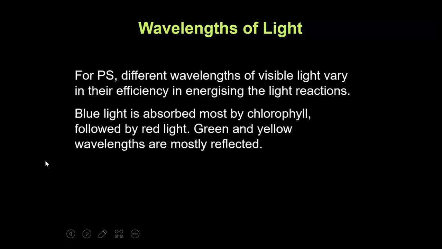Blue light gets absorbed by chlorophyll. That's the green pigment that's making photosynthesis happen. And then red light is the next most efficient. Green light is reflected and yellow light is only absorbed a tiny little bit. And that's the reason that plants look green, because white light comes in from the sun, the blue light gets absorbed, the red light gets absorbed, a bit of the yellow gets absorbed, but the green is reflected. It's not absorbed at all, and so the pigment looks green, the leaves look green, the plant looks green.